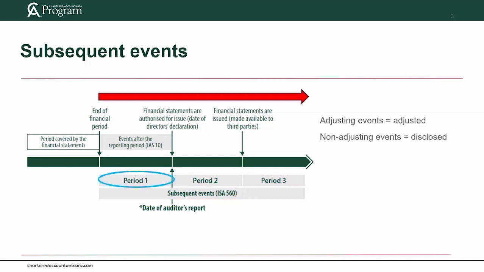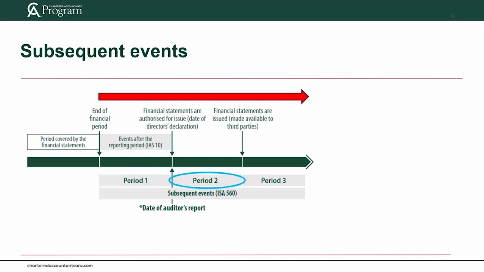Time period 1. During this time, which is before the date of the auditor's report and financial statements are authorized for issue, the auditor must perform procedures designed to obtain sufficient appropriate audit evidence that all material adjusting events have been adjusted and material non-adjusting events are disclosed.